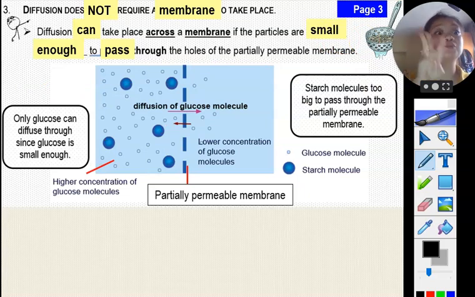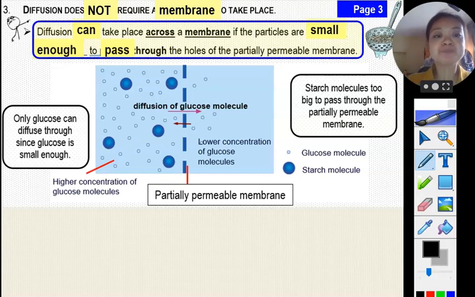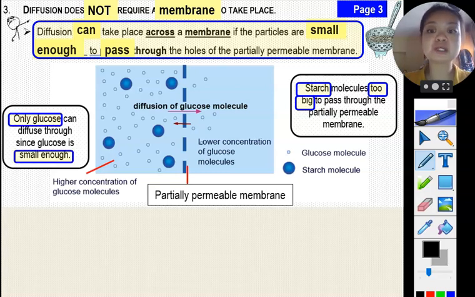So we've seen the 3 rules on page 3. Now let us apply our new knowledge to 2 questions. So take out your highlighter, highlight this point. You also want to highlight that starch is too big, whereas glucose is small enough. That's why diffusion of glucose will occur, but diffusion of starch will not occur because starch is simply too large, too big, too huge. It will get stuck.